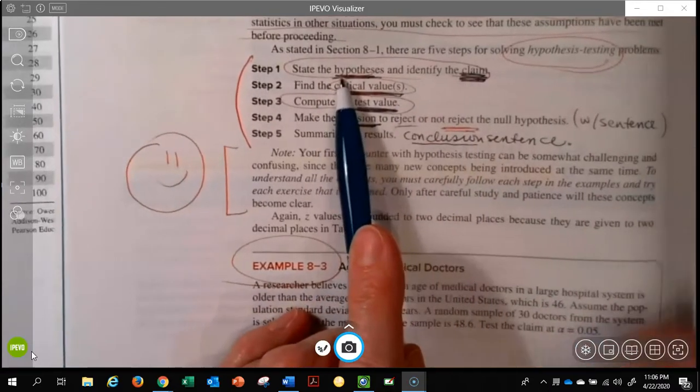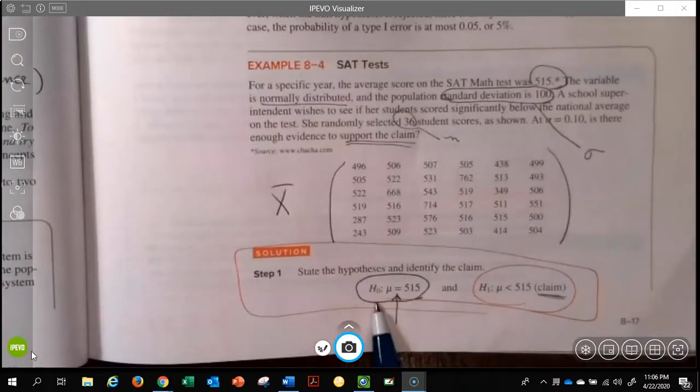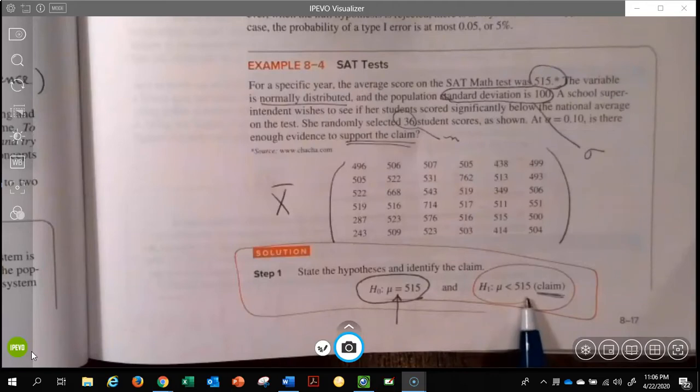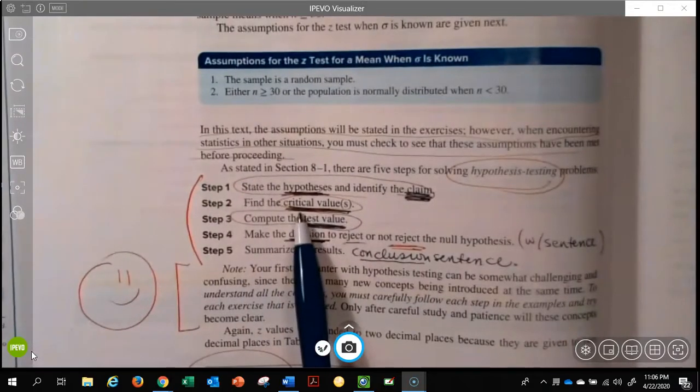The hypotheses and the claim for this problem: remember that the null hypothesis is always going to get the equals, that our population mean really is 515. But the superintendent says they think their students may be less than that, and so we designate that as the claim. The next thing we're supposed to look at are the critical values.